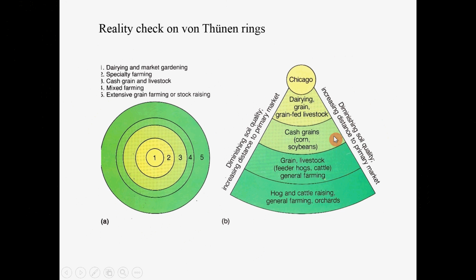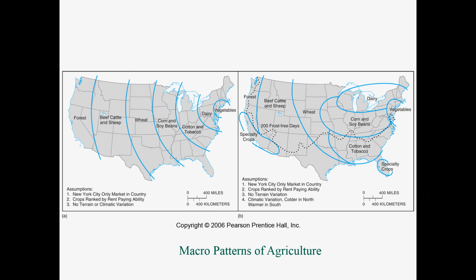Then you have cash grain, corn, soybean. Then you have grain and livestock. You have hog and cattle raising. So they do see some kind of change in the farming system outside Chicago, and it seems to correspond to Von Thünen's rings, and so they see this as some kind of evidence that more or less supports Von Thünen's agricultural location theory.